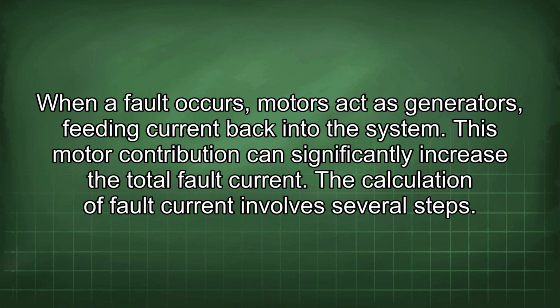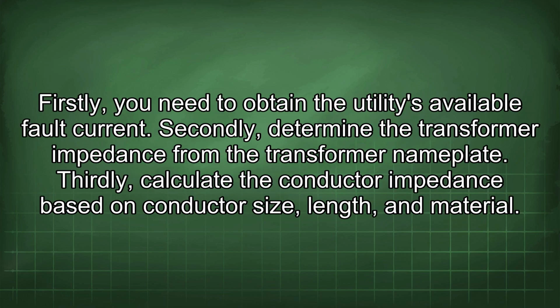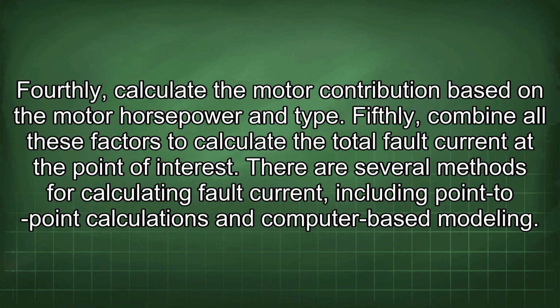The calculation of fault current involves several steps. Firstly, you need to obtain the utility's available fault current. Secondly, determine the transformer impedance from the transformer nameplate. Thirdly, calculate the conductor impedance based on conductor size, length, and material. Fourthly, calculate the motor contribution based on the motor horsepower and type. Fifthly, combine all these factors to calculate the total fault current at the point of interest.